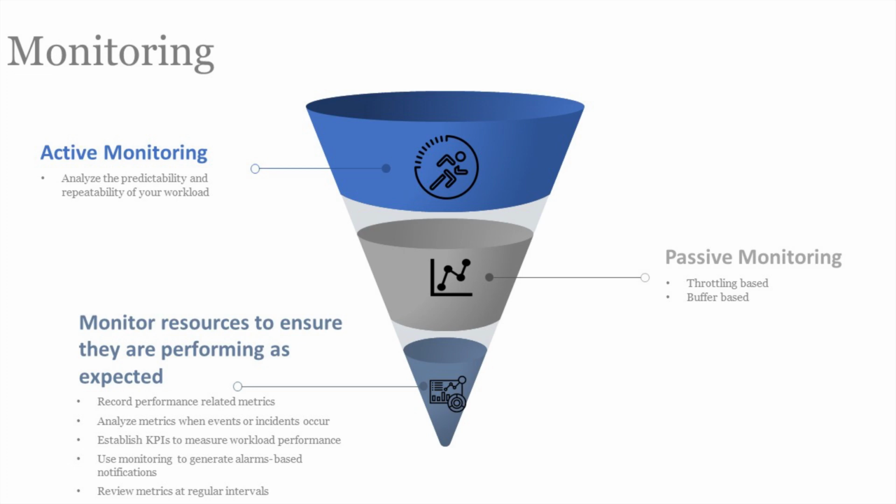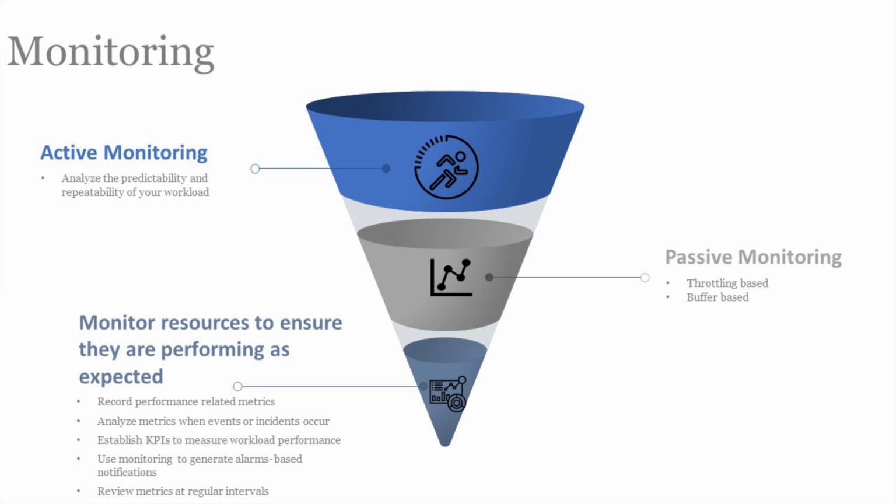3. Establish KPIs to measure workload performance. You need to set up baseline performance and target performance of your workload backed by customer requirements. These help you consistently opt for improvement even if there is no incident or event. 4. Use monitoring to generate alarms-based notifications. Your monitoring system should be integrated with alarms and automated actions to alert your operations team to take corrective actions.